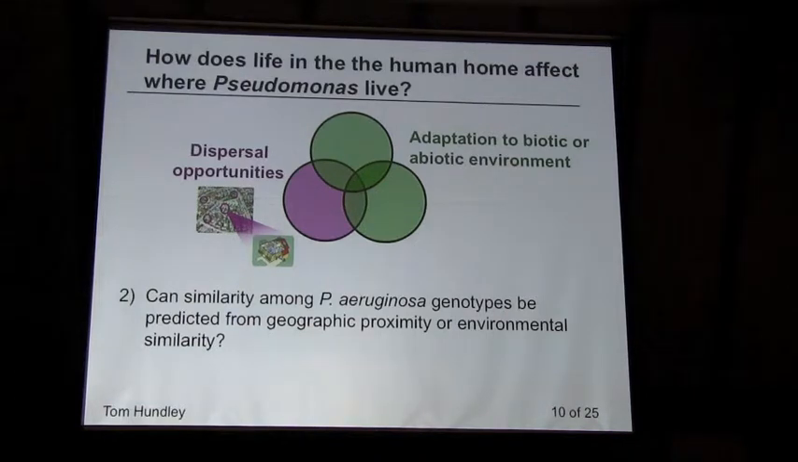Following up with Pseudomonas aeruginosa, I want to look at whether we can separate out the degree to which what we find in a particular place is driven by dispersal opportunity as opposed to selection by the local environment. To do that, we're going to look at similarity among Pseudomonas aeruginosa genotypes and ask whether they can be predicted from geographic proximity or environmental similarity. This is work mostly by Tom Hundley, who's a technician in my lab.